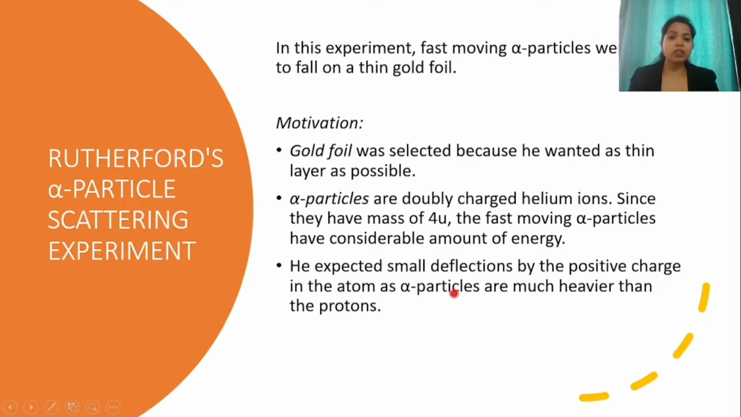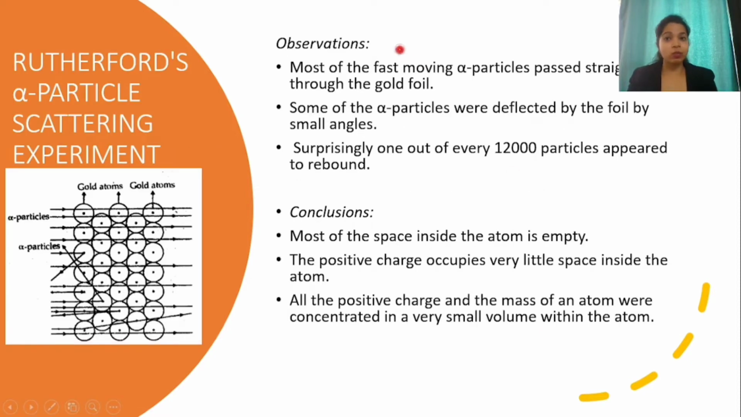Now he expected small deflections by the positive charge in the atom. See, the alpha particles are also doubly charged positive ions, right? And in the atom, we know that J.J. Thomson suggested that the atom is a positive sphere and the negative charges are embedded into it. So he expected that these positive ions would get deflected by that positive sphere. Because alpha particles are much heavier, he expected that the deflection would not be that large, it would be small. Let's see what he observed.